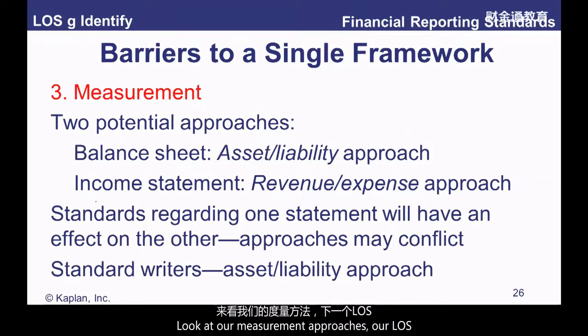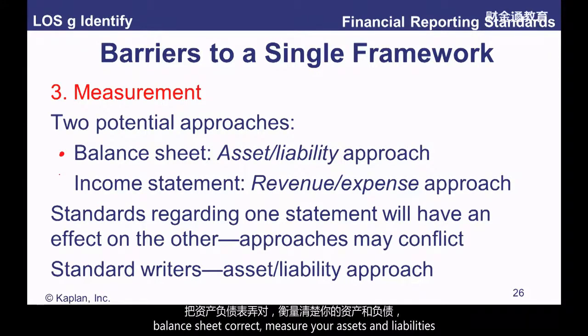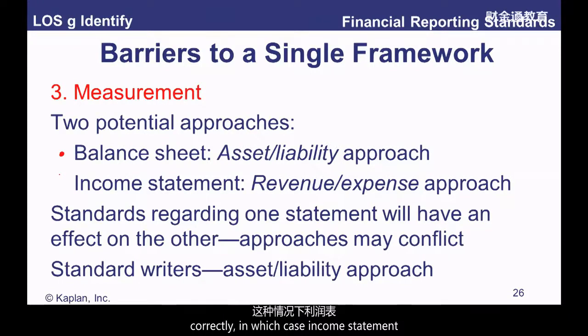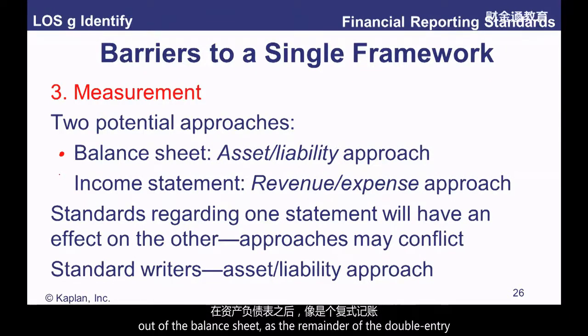Let's have a look at our measurement approaches. Our LOS asks us to identify our measurement processes here. So two potential approaches to take away. Either you focus on the balance sheet, get the balance sheet correct, in other words, measure your assets and liabilities correctly, in which case the income statement becomes an afterthought. The income statement, if you like, falls out of the balance sheet. It's the remainder of the double entry transactions required to keep the balance sheet balancing.